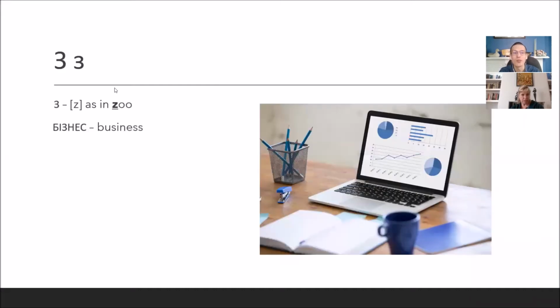Let's go further. So there is a letter Z. It looks like a big 3 and then small 3. So it's Z as in zoo. Yeah, and there is a word that uses it. B, I, Z, N, S. Business. And I think it's pretty clear what it means. It means business.